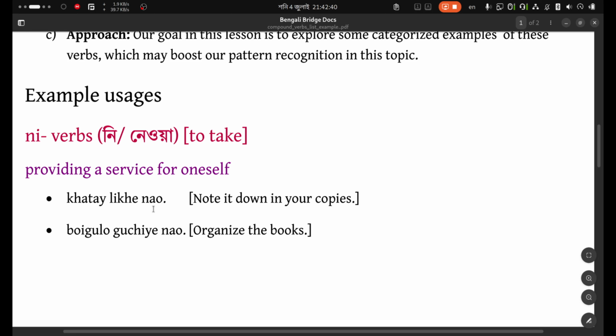I could say it like: serve yourself by writing it down, by noting it down in your notebooks, and serve yourself. Do yourself a service. Most of the time, this will be the case.